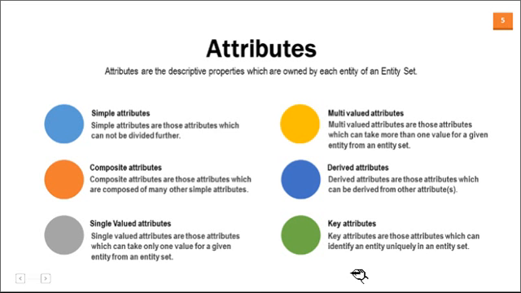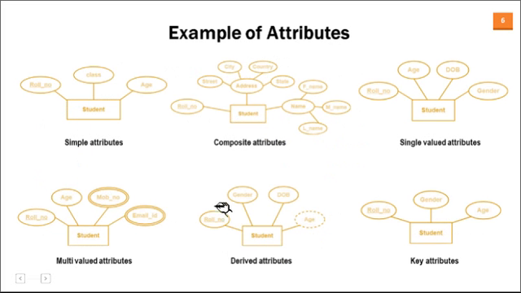Next one is key attribute. An attribute that uniquely identifies my tuple in an entity set is known as key attribute. Like primary key is my key attribute. Here is the representation of each type of attribute. Attribute will be represented by an ellipse sign.